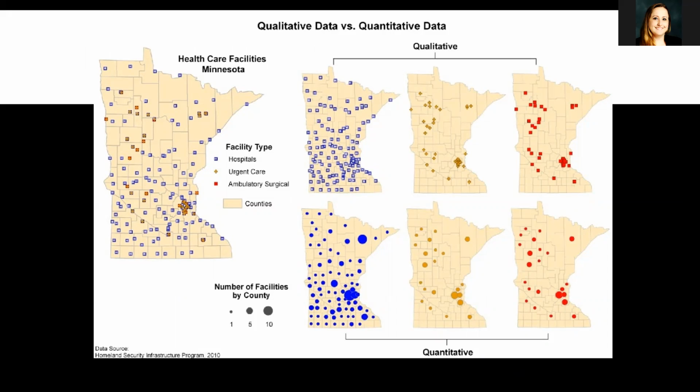In this example, the largest map uses unique symbols and colors for each category, with different symbols for the urgent care and ambulatory surgical facilities, while the 3 smaller maps have a single symbol but multiple colors. The 3 maps on the bottom row use graduated symbols, meaning the symbol size increases depending on the data value, and it's broken up into 3 classes, 1, 5, and 10 facilities per county.